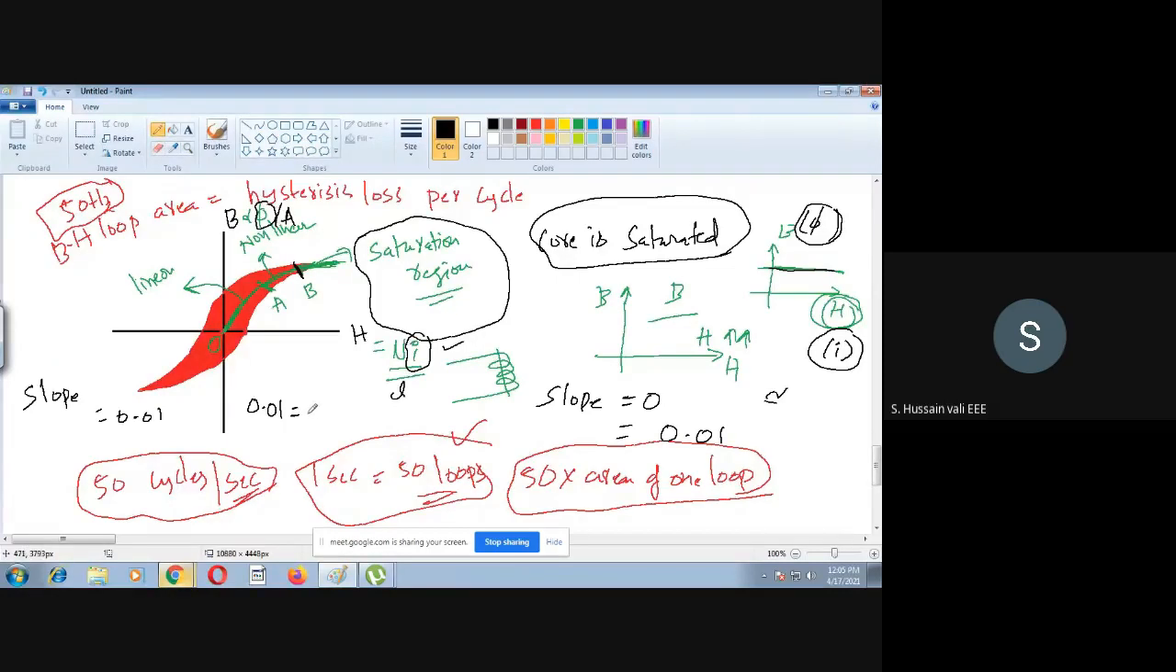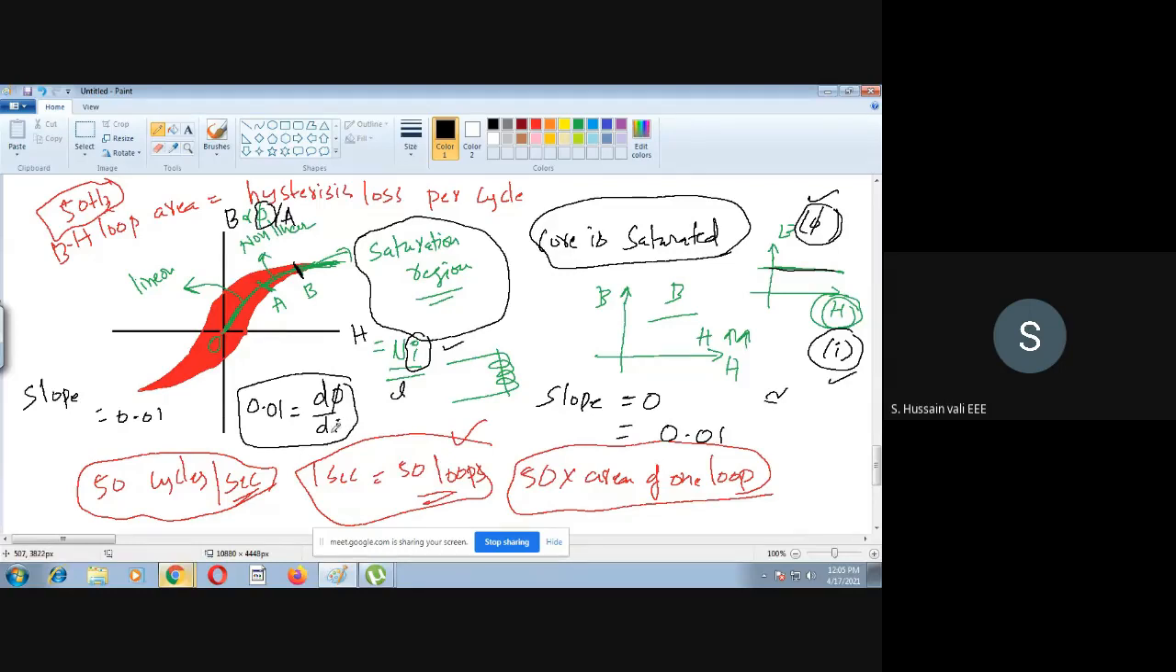But how do you write slope mathematically? You can write the slope mathematically by dividing the y coordinate by the x coordinate. So what is the y coordinate here? Phi is the y coordinate. What is the x coordinate? I is the x coordinate. So I will write here d phi by di: change in flux divided by change in current.